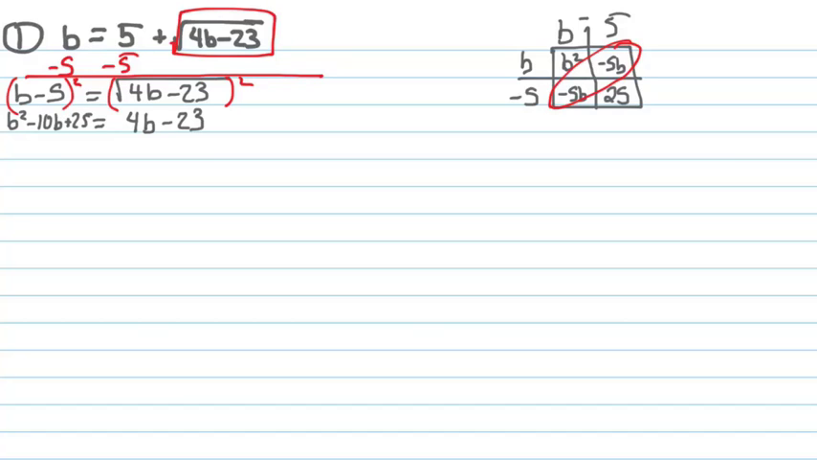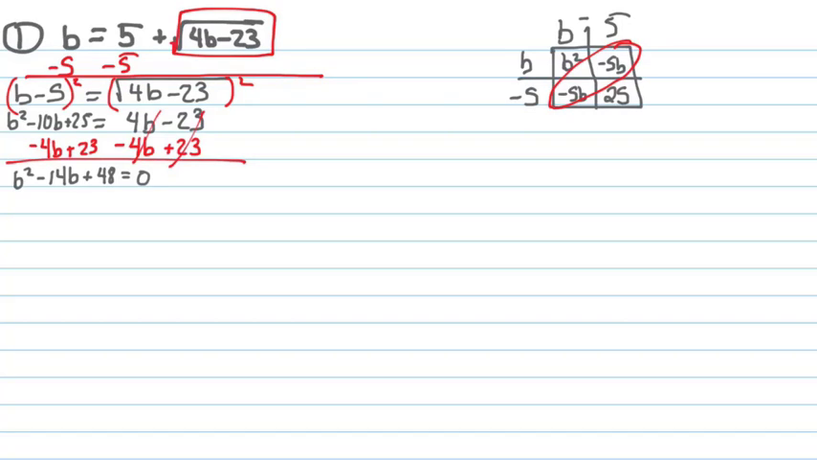And so to do any of the other methods, we need to have all the terms on the same side. So I'm going to move them all to where my b squared is positive. That means I'm moving everything to the left in this case. So minus 4b plus 23, minus 4b plus 23. That cancels out on the right, leaving me with b squared minus 14b plus 48 equals 0.